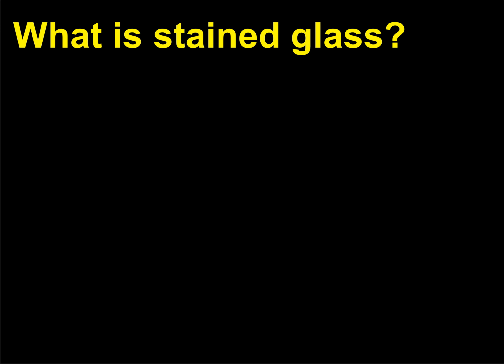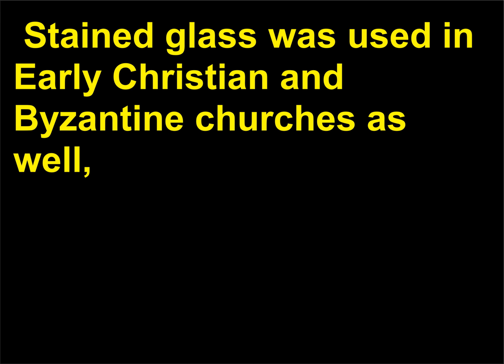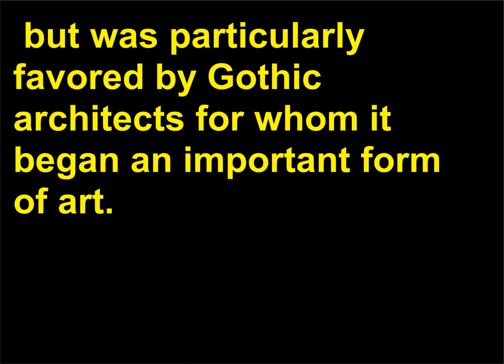What is stained glass? Stained glass is translucent colored glass set in a lead framework, and usually used in windows. Stained glass was used in early Christian and Byzantine churches as well, but was particularly favored by Gothic architects, for whom it became an important form of art.